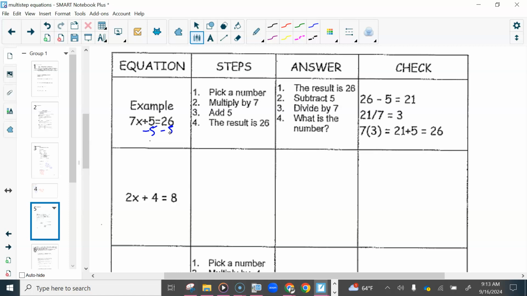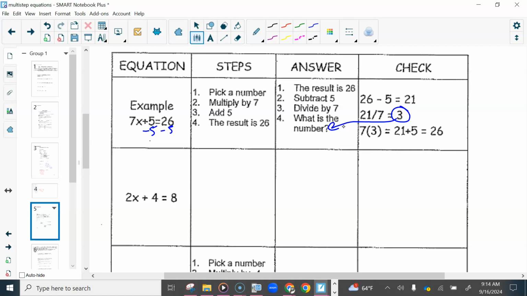And then divide both sides by 7 after that. And then what is the number that's looking for the actual solution? What is that final answer? The check part of this is actually doing this. Taking whatever the steps in the answer part are, subtract 5, divide both sides by 7, so that number we get answers number 4.